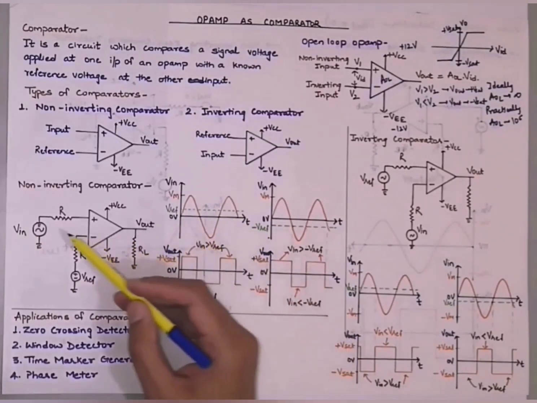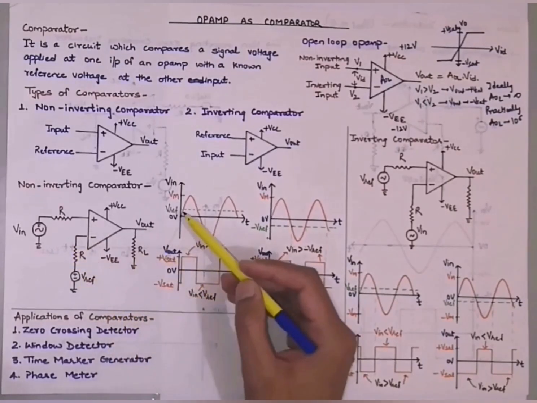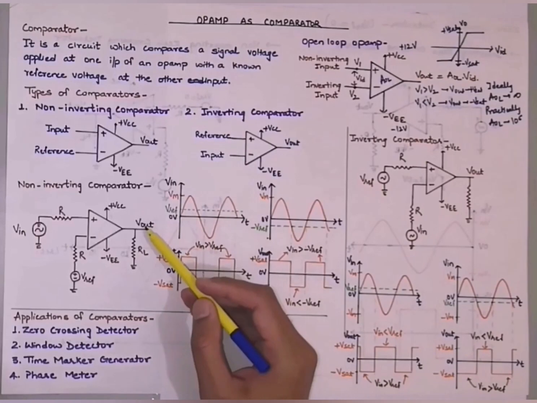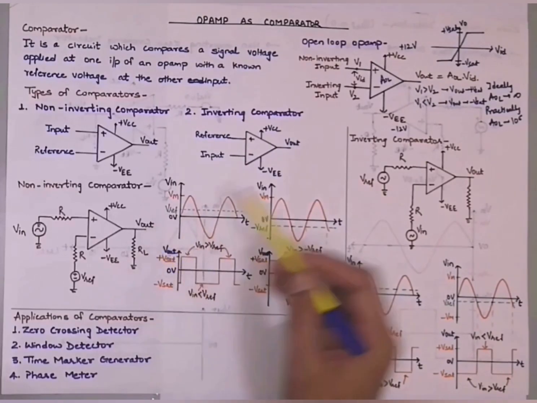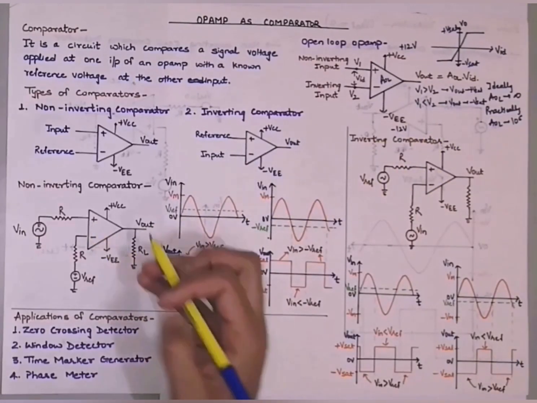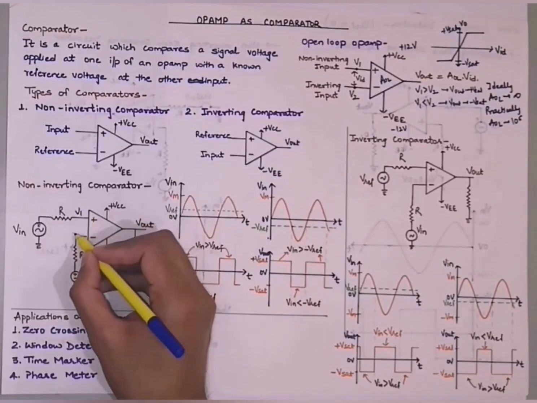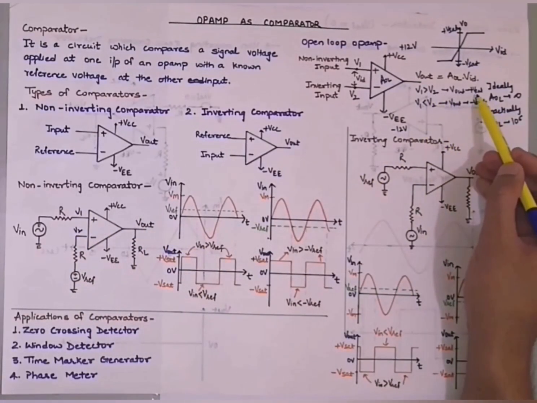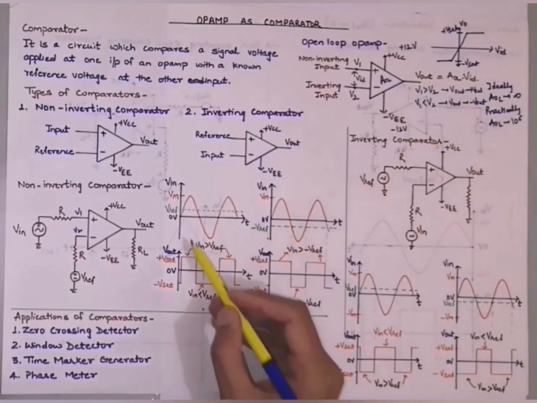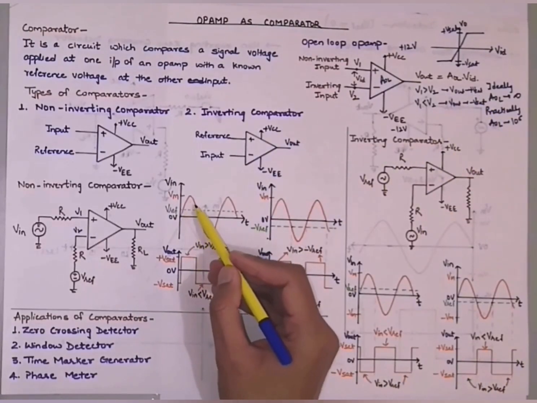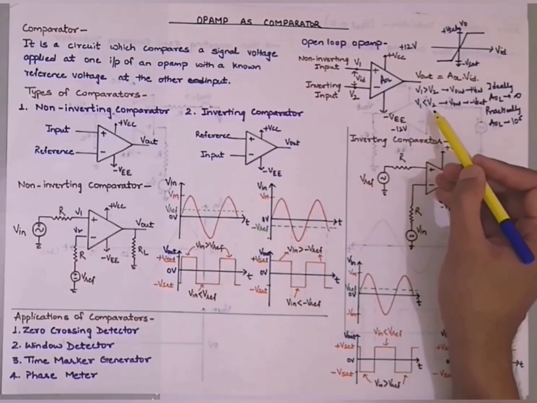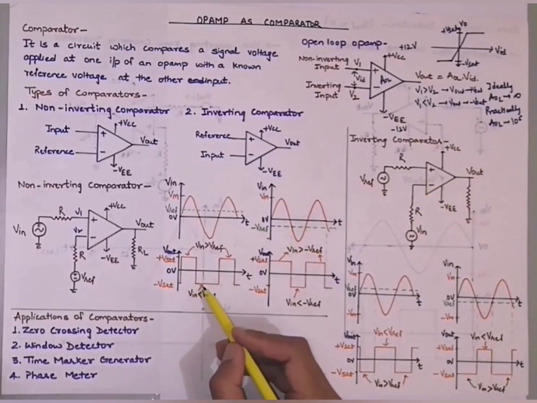So whenever my input signal is greater than this reference signal, or this orange signal is greater than this green signal, then my output must be taken towards plus V saturation. Here the positive terminal voltage is V1 and this one is V2. So whenever my V1 is greater than V2, the output must be taken to plus V saturation. So at the points where it is greater than the V reference, my output must be shifted to plus V saturation, and at the other points where it is less than V2, it should be minus V saturation.